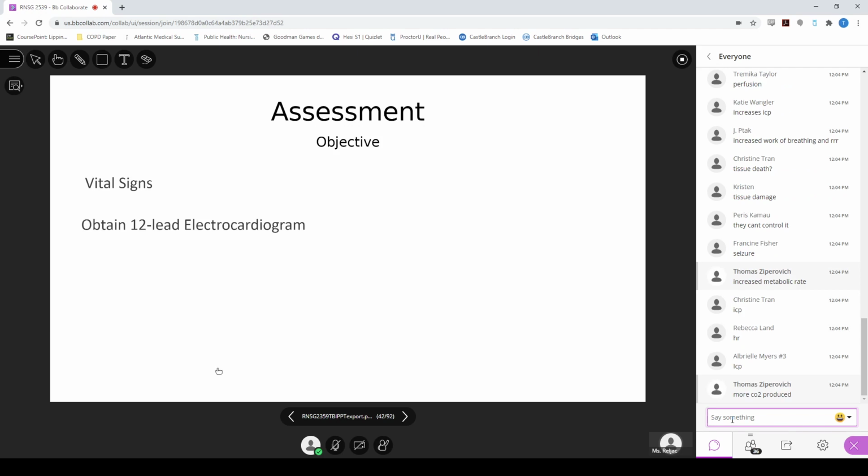Okay. So, what vital sign would show you increasing ICP? We talked about this a few minutes ago. What would your heart rate be, high or low? Low, that's right, your heart rate's low. And then if your heart rate's low, what usually happens with your blood pressure?